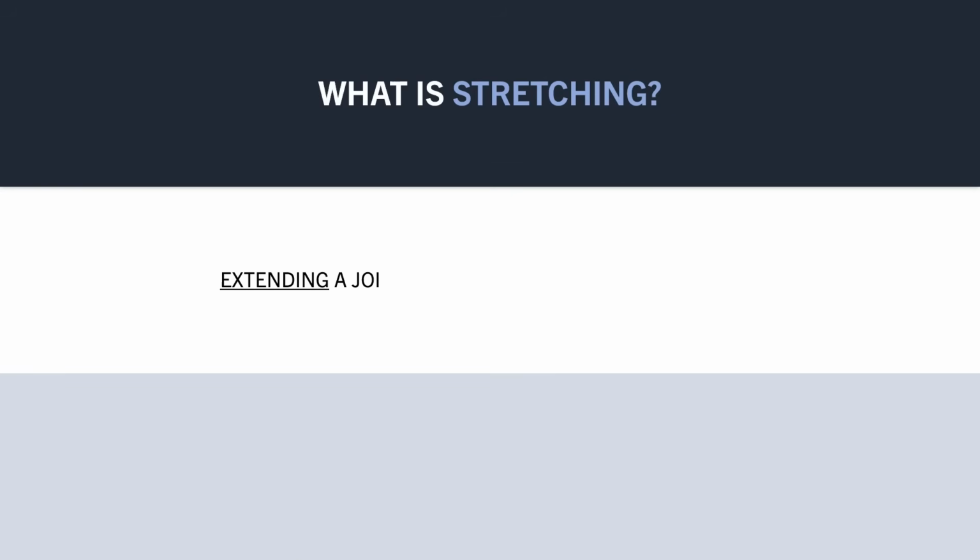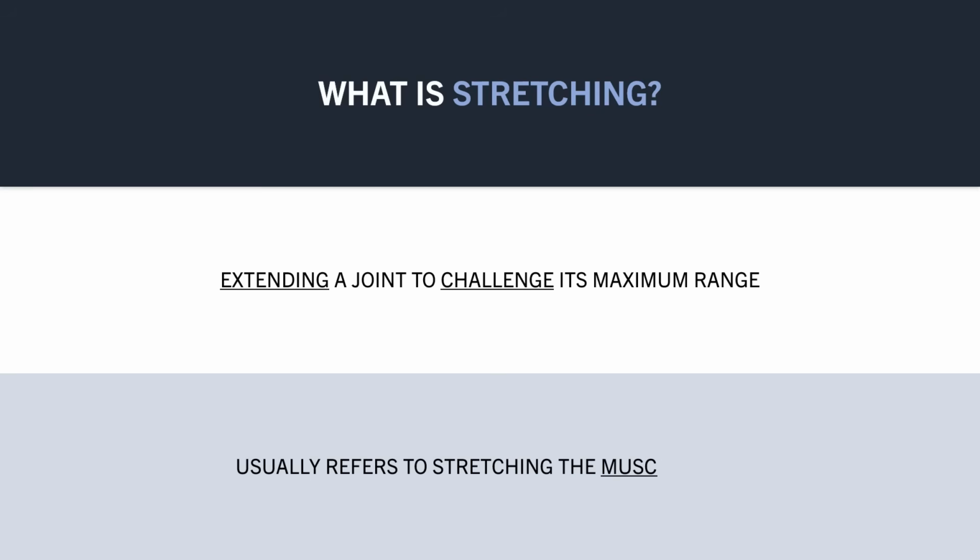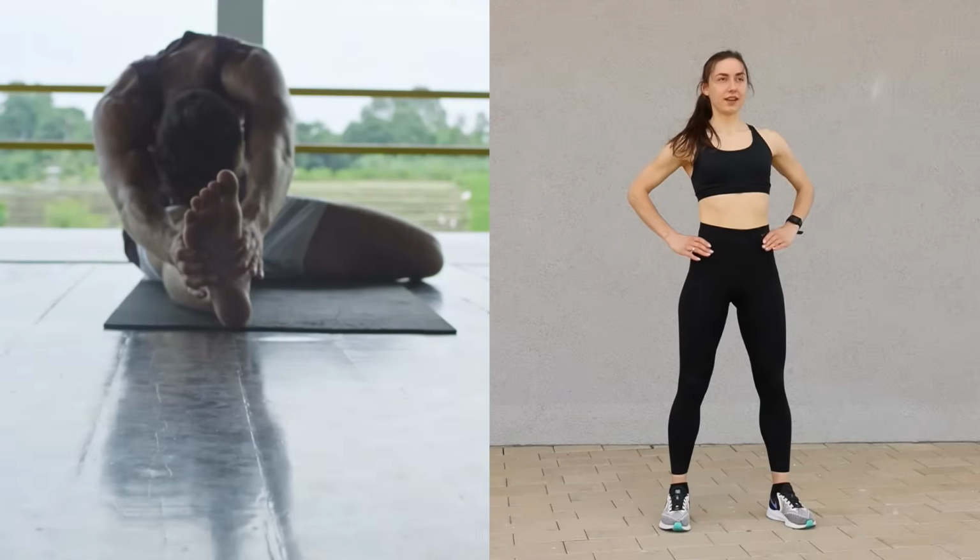First, let's quickly cover what exactly stretching is. Stretching can loosely be defined as extending a joint to a point which challenges its range of motion. And usually we are referring to lengthening the muscles which limit the joint's range of motion. Furthermore, we can classify stretching into two main categories, static and dynamic.